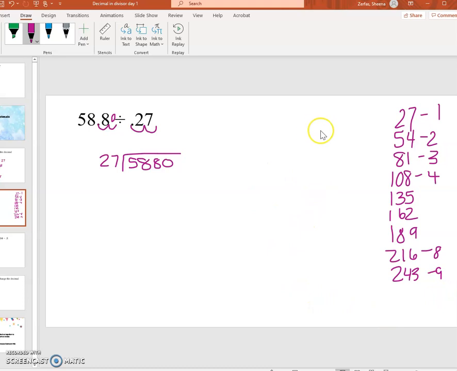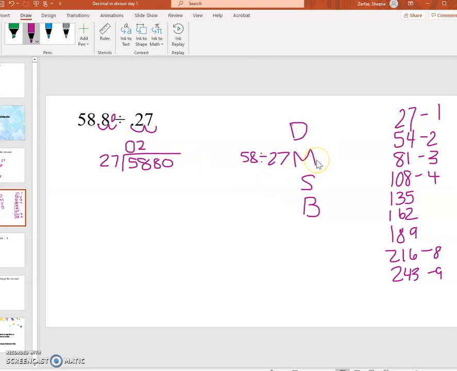When we're dividing with double digits, remember we're following the 4 basic steps: divide, multiply, subtract, bring down. I still try to go into the first number, so 5 divided by 27 would be 0. And now I'm going to be trying to do 58 divided by 27. I'm looking at this list to help me figure out the number of groups I can make, and I'm choosing the number that's closest to 58 but not greater. So that would be 2 groups here.